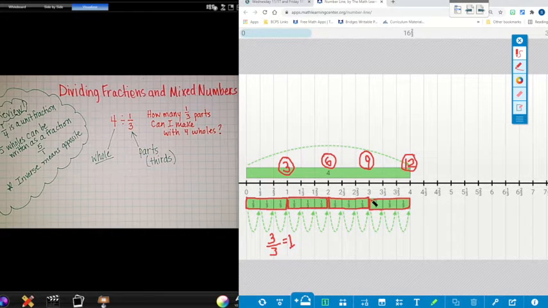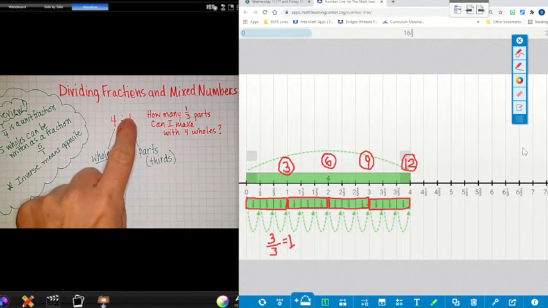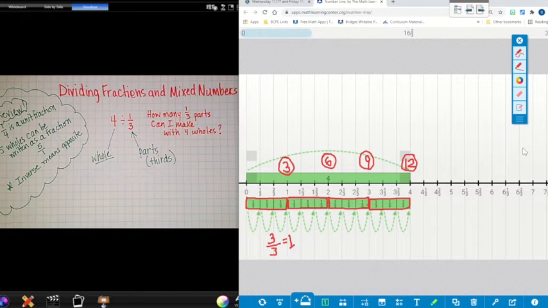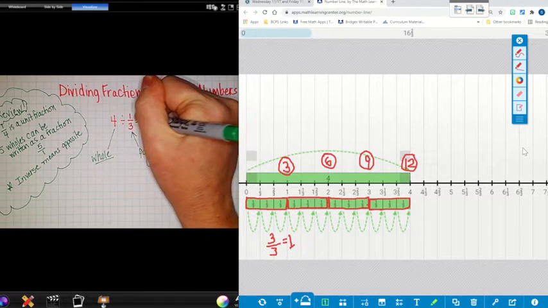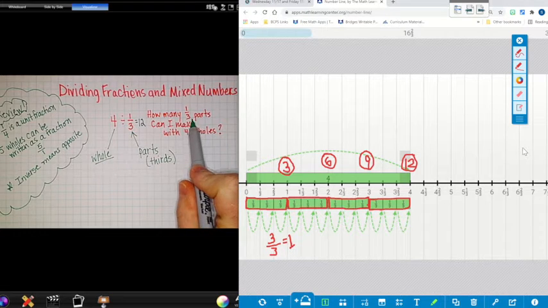1 whole, 1 whole, 2 wholes, 3 wholes. And again, if you slide this down, you can see they're equivalent, okay? They are the same. And we can count up 1, 2, 3, 4, 5, 6, 7, 8, 9, 10, 11, 12. 3, 6, 9, 12. So 4 divided by 1/3 is equal to 12. I can make 12 1/3 pieces with 4.